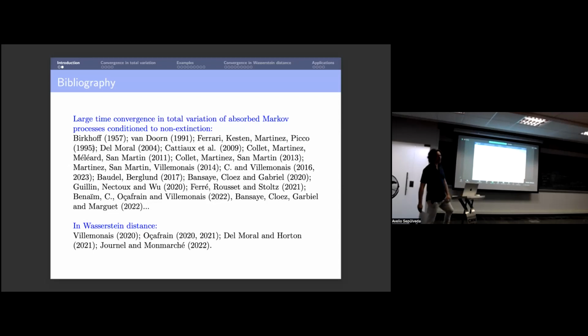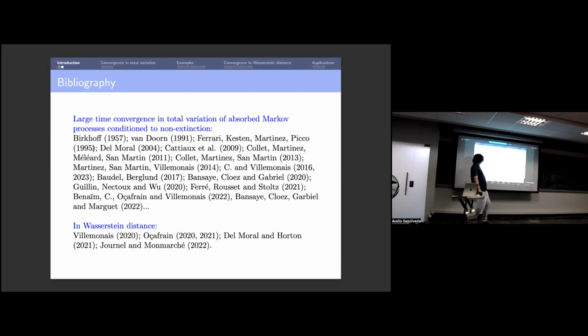In contrast, in Wasserstein distance there are not very many works actually. There are a few more in the paper, but these are the main references we found. There's one reference that is not dealing with Wasserstein distance and is not in this list; it's a mistake, and I'm going to come back to it. It's with Bertrand Cloez and Marie-Noémie Thai. Then building on this work, Denis Villemonais proposed general criteria for convergence in Wasserstein distance.